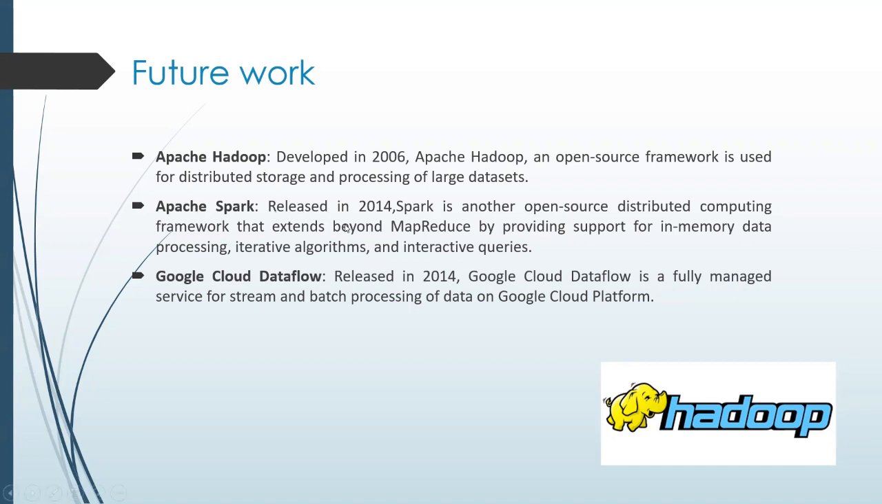Apache Spark, which was released in 2014, is another open source distributed computing framework that extends beyond MapReduce by providing in-memory data processing, iterative algorithms, and interactive queries. It has flexibility and performance, and it is popular for large scale data processing tasks. Google Cloud Dataflow, which was released in 2014 by the Google team itself, is a fully managed service for stream and batch processing of data on the Google Cloud platform.